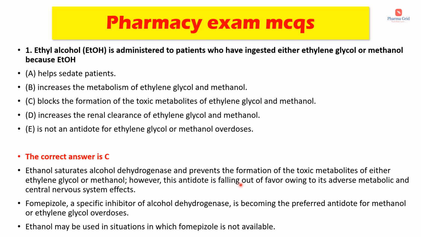However, this antidote is falling out of favor owing to its adverse metabolic and central nervous system effects. Fomepizole, a specific inhibitor of alcohol dehydrogenase, is becoming the preferred antidote for methanol or ethylene glycol overdoses. Ethanol may be used in situations in which fomepizole is not available.